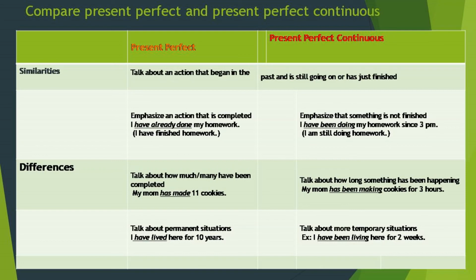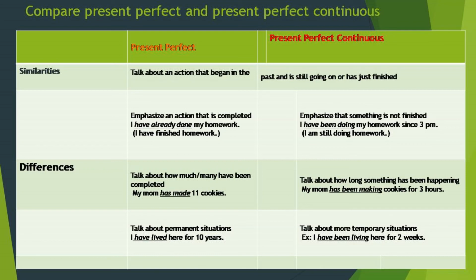In case of present perfect tense, a completed action is emphasized, like I have finished homework. And in case of present perfect continuous tense, the task is not finished, it's still going on, like I have been doing my homework since 3 p.m. So from 3 p.m. I started to do that, but it's not finished yet.